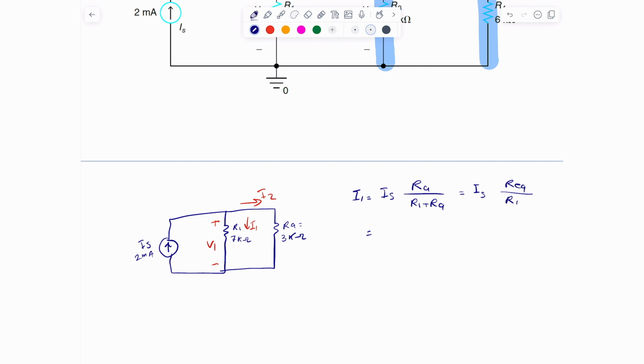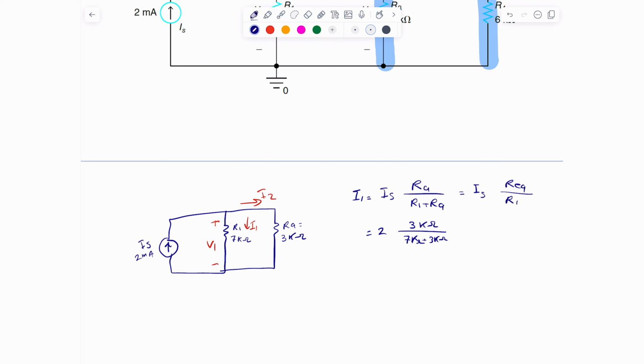You'll have to figure out what R equivalent is, which is the parallel combination of the 3 and 7. Anyway, because it's 2 resistors in parallel, I memorize it, because I've used it so many times. So that's 3 kilo ohms divided by 7 kilo ohms plus 3 kilo ohms. Okay, and that's basically 3 divided by 10.